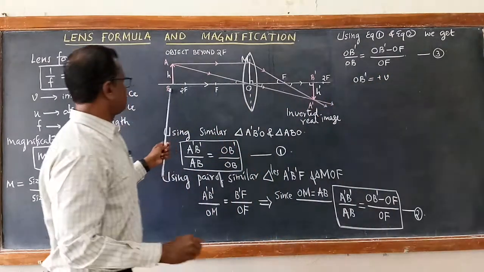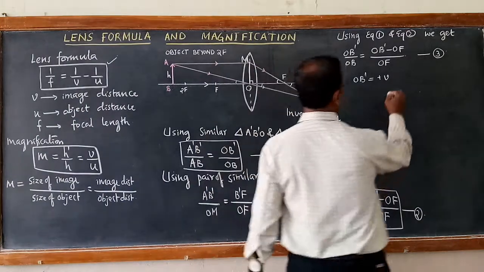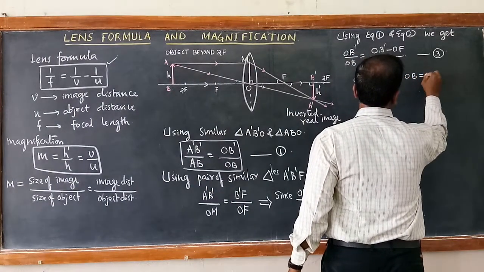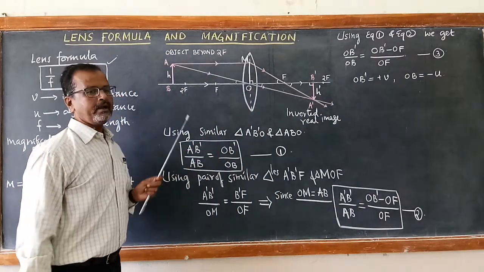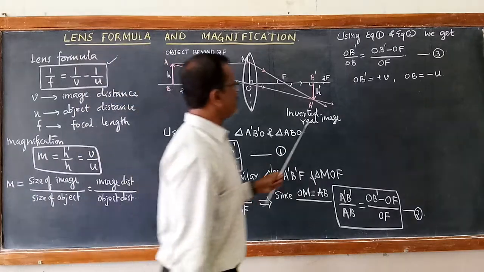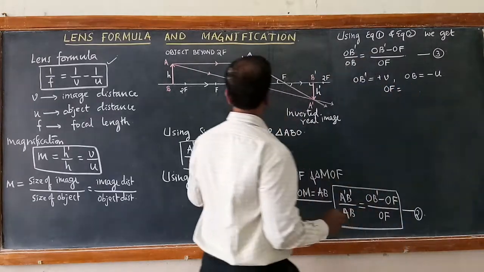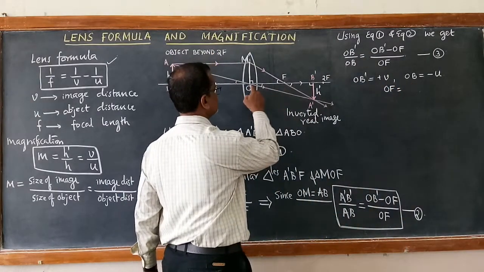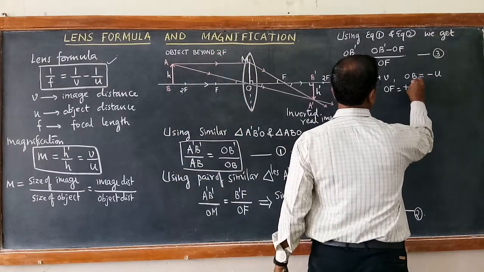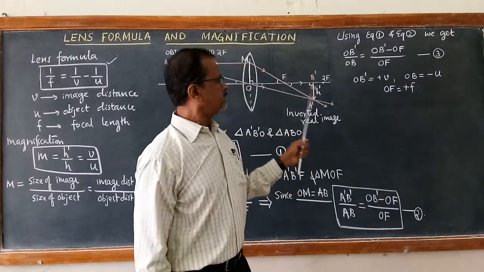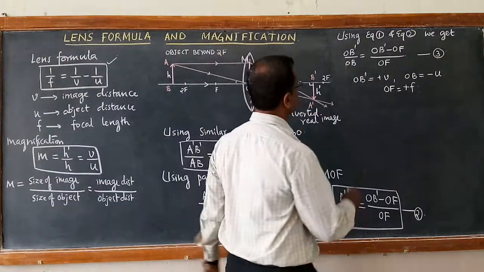Then similarly OB is the object distance. Object should always be kept towards the left side. Therefore OB equals minus U. Since it is towards the left side of the optic center, it should be negative, minus U. Then what is OF? OF is the focal length, the distance of the focus from the optic center. It is towards the right side. Therefore, it is plus F. So I have just substituted these values from the diagram using sign conventions. Now just substitute here.